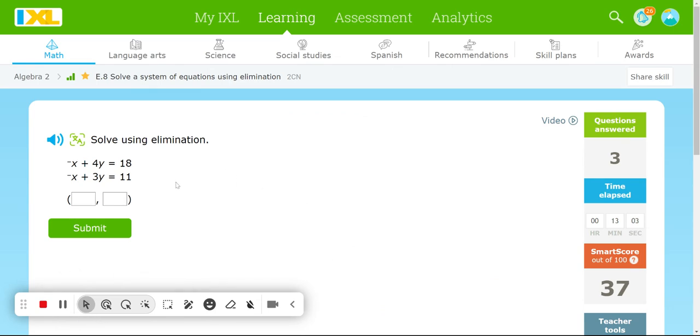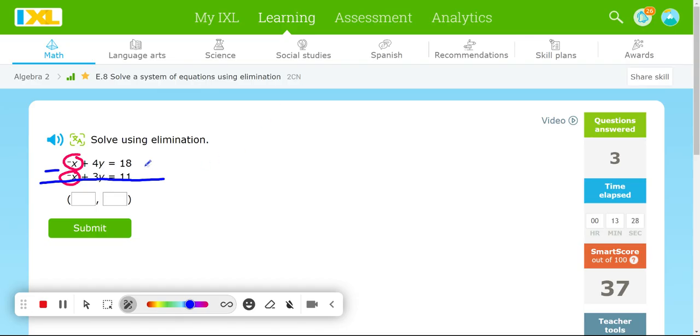Okay, for this problem, I see the two x terms are exactly the same. They're not opposite. Here we go: negative x and negative x. So if you want to eliminate the x, I would subtract the two equations. Make sure you pay attention and subtract both sides.